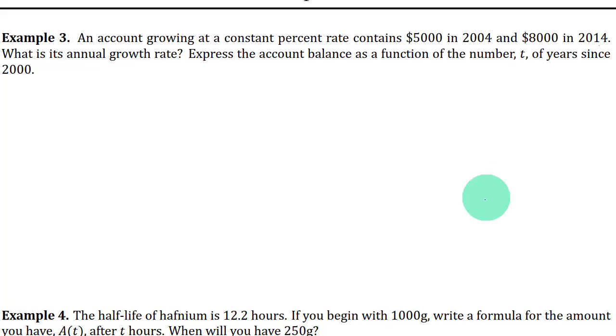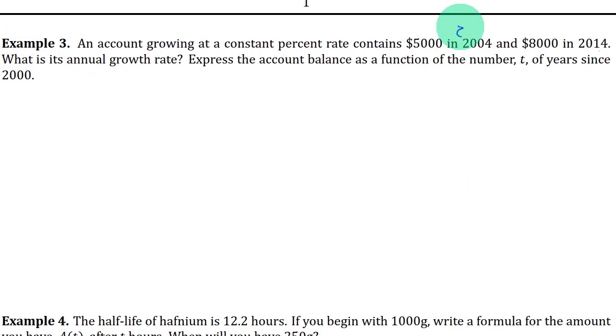So in 2004, how many years since 2000 is that? That would be t equals 4. 2014 is going to be, how many years since 2000 is 2014? That would be 14 years since 2000. So what we're given is, in other words, f of 4 equals 5,000, excuse me. And also f of 14 is the 8,000.